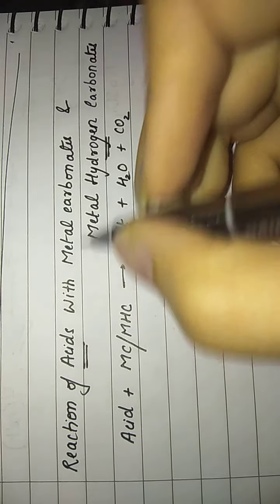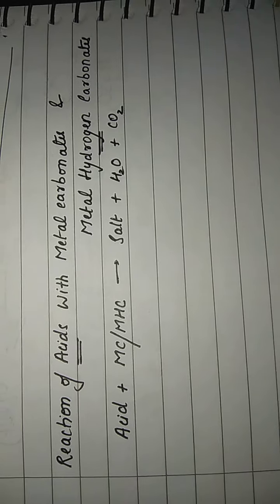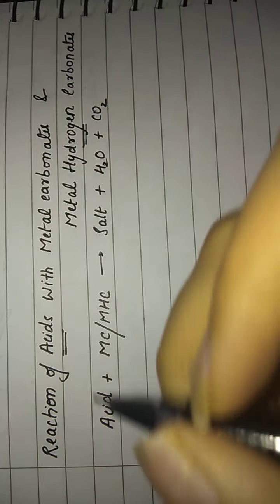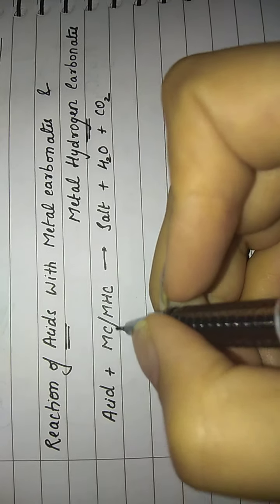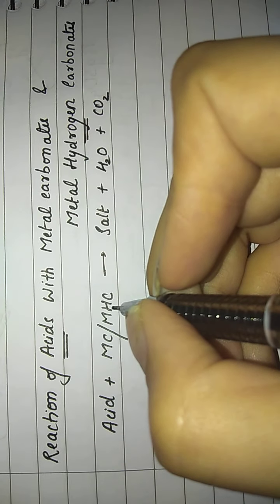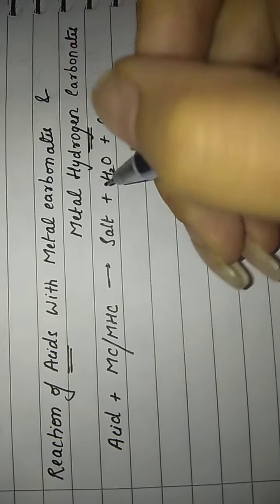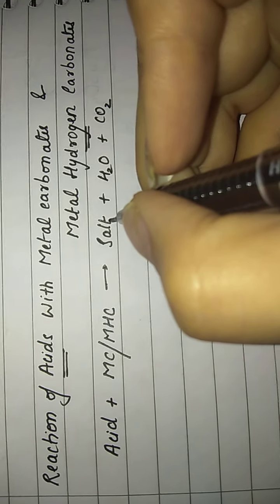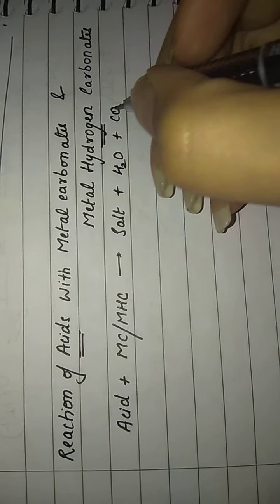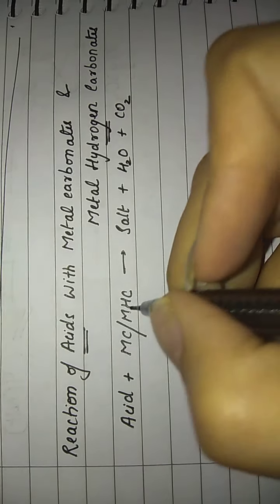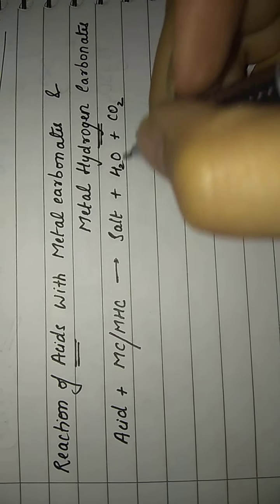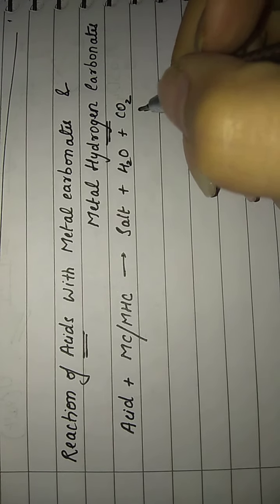Through this video, girls, I am explaining the reaction of acids with metal carbonates and metal hydrogen carbonates. Now, first of all, what you need to remember is that whenever an acid reacts either with a metal carbonate or with a metal hydrogen carbonate, the products will always be a salt, water and carbon dioxide. Salt can be any, depending upon the acid and the metal carbonate, but water and carbon dioxide will always be there. Let us see an example.